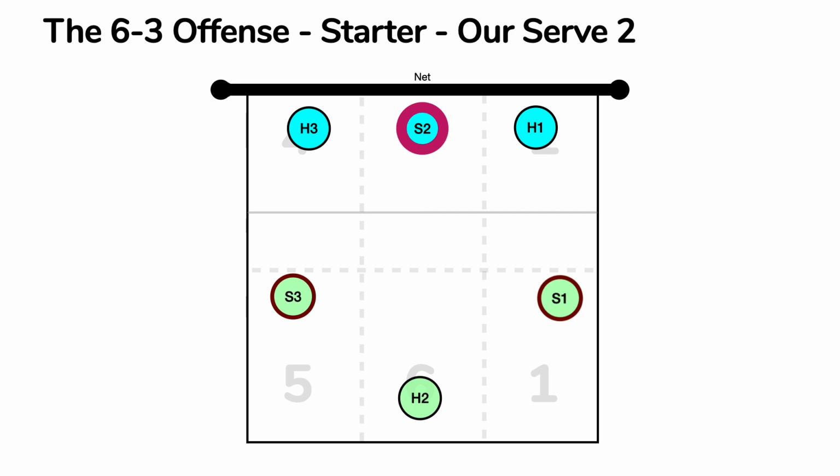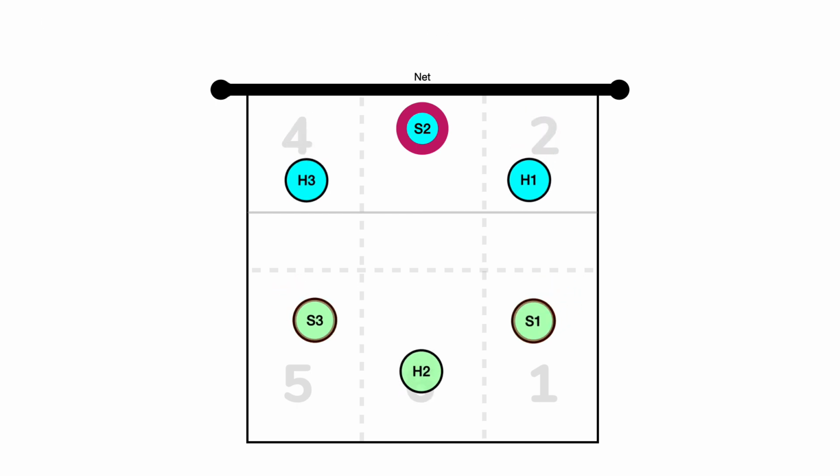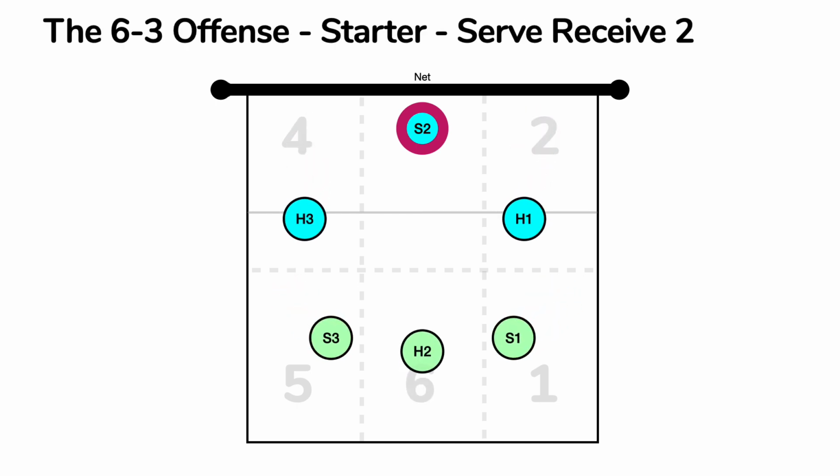Now, when we go to serve receive, it's going to look the same as in transition. H3 and H1, we can form kind of a cup there with all of our passers. S2 can stand right in the middle as the setter, and they can set either ahead of them or behind.